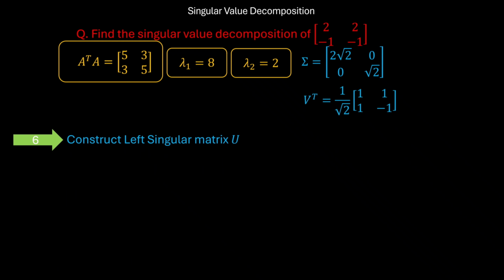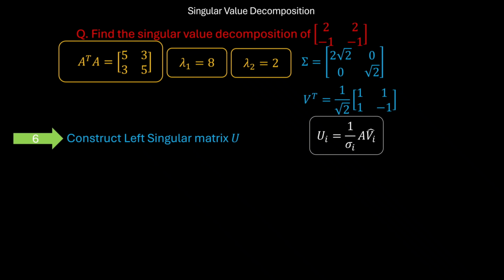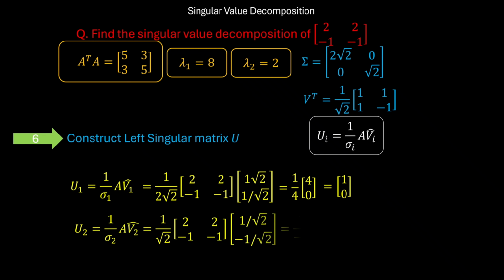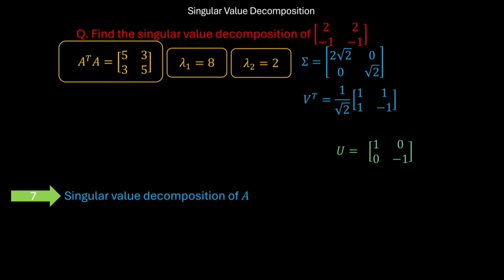On to the second last step, construction of the left singular matrix U. We use this formula to find Ui, which are columns of the left singular matrix. Using it, we get U1 as 1, 0, which is a normal vector since its magnitude is 1. Similarly, solving for U2 gives us 0, negative 1, another normal vector. And note that U1 and U2 are orthogonal. And so we have the left singular matrix ready, 1, 0, 0, negative 1.